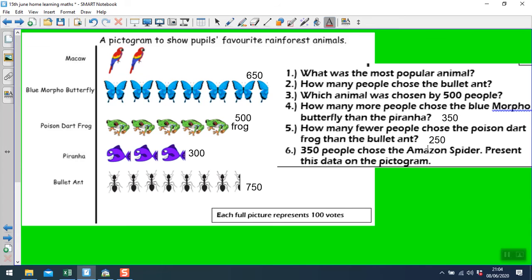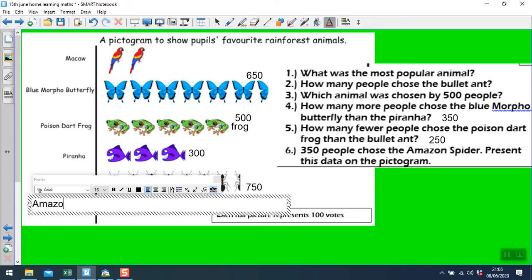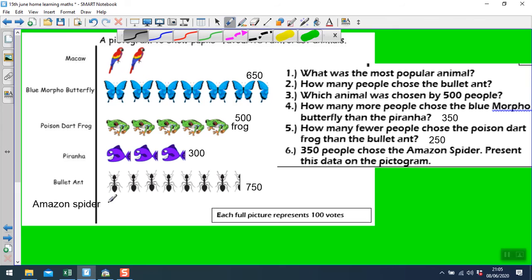350 people chose the Amazon spider. Present this data on the pictogram. So I'm going to write Amazon spider, and then I've got to draw an appropriate picture. 350. So that's 8 legs. I need 3 full spiders, and then I need half of a picture. So 350. Just 4 legs on that one. Well done if you got that right.